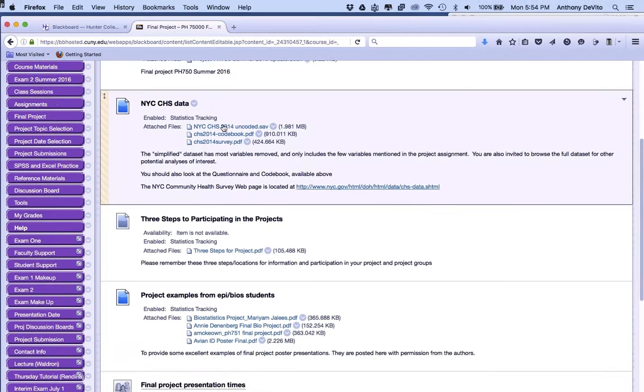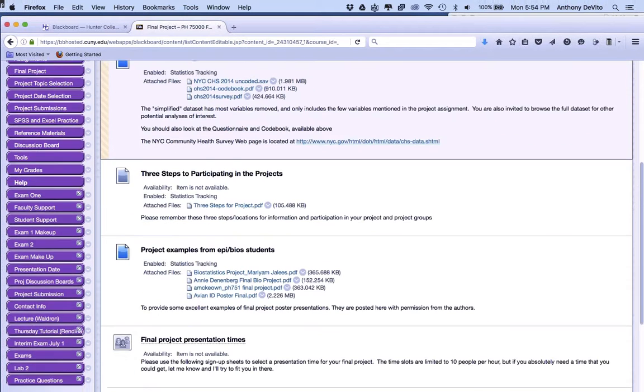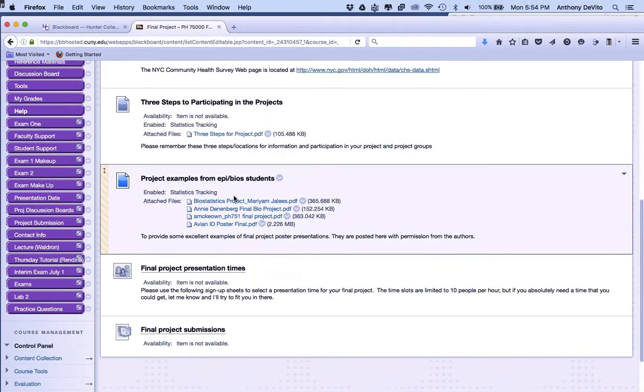done. The data set, notice I've deleted the 2011 data set. There's only the 2014 data set because we're going to be working with that. Two reasons. One reason is that if we go down further here, I've given you some examples of previous projects that were done using the 2011 data set. So I want to make sure that you have a chance to work with a separate data set. And you can take a look at these.